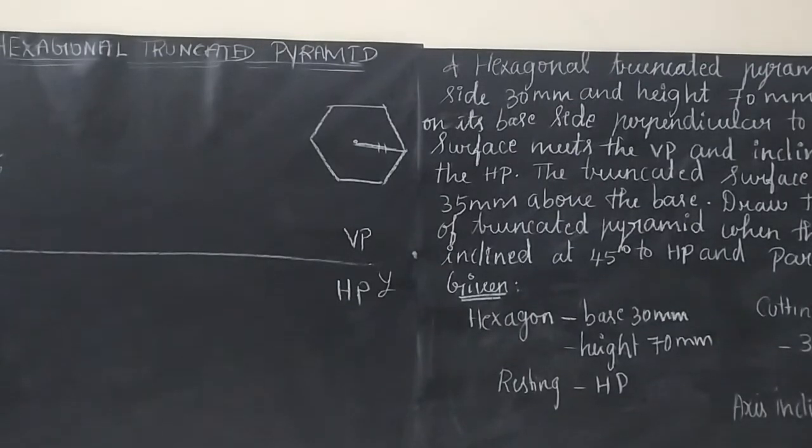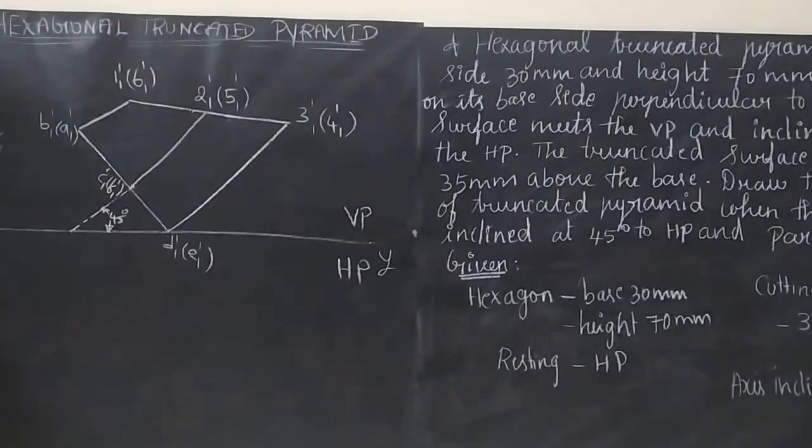Now the next step is just to join 1, 2, 3, 4, 5. So this is called the sectional top view. Now what we're going to do is, once we cut the solid, this is the truncated portion. We're just going to tilt the truncated portion for an axis. The axis is tilted for 45 degree.